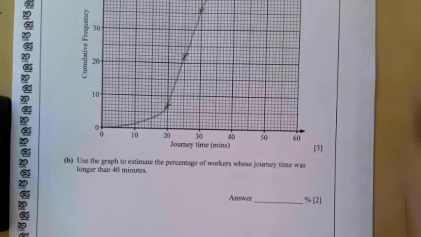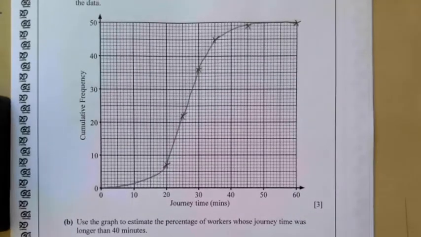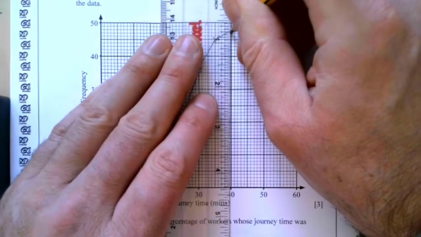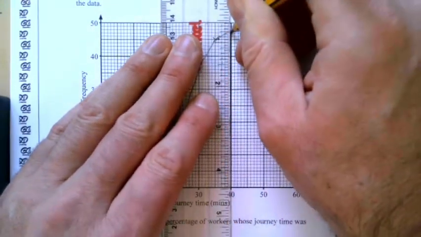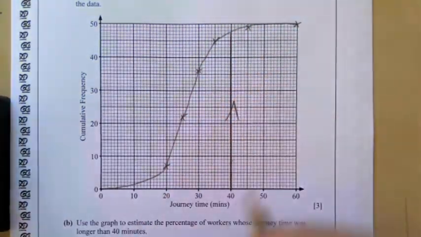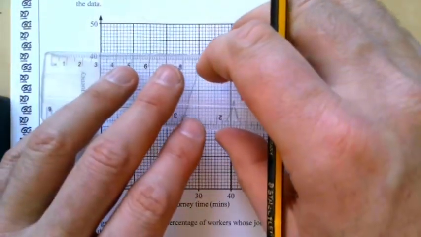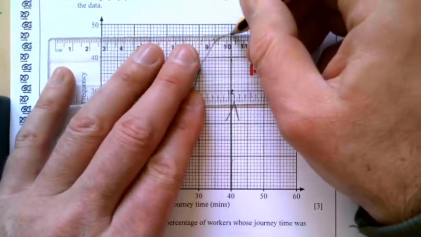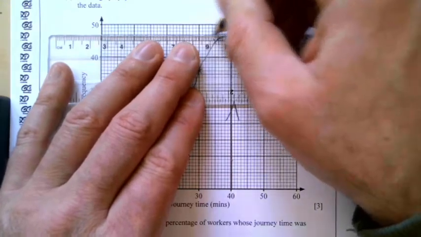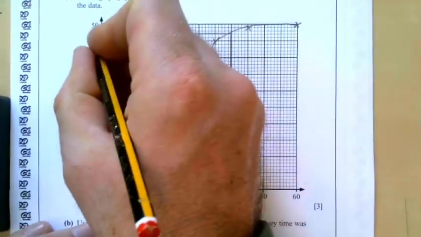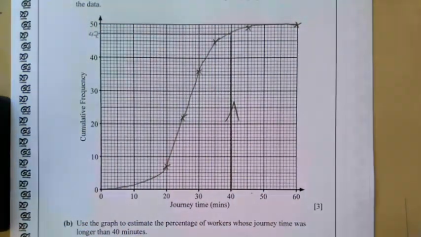The next question says, use the graph to estimate the percentage of workers whose journey time was longer than 40 minutes. So we want to show the person that's marking this so we know what we're doing here. So here's our 40 minutes. So I would do a nice thick line going up here. You might even want to put an arrow to show the direction we're reading. So we're going up this way, and then I'm going to read across. I'll go about there. I think that's not quite as accurate, but I'm sort of looking at what they're looking for. So that then is going to be 47 is where I'm reading that off.